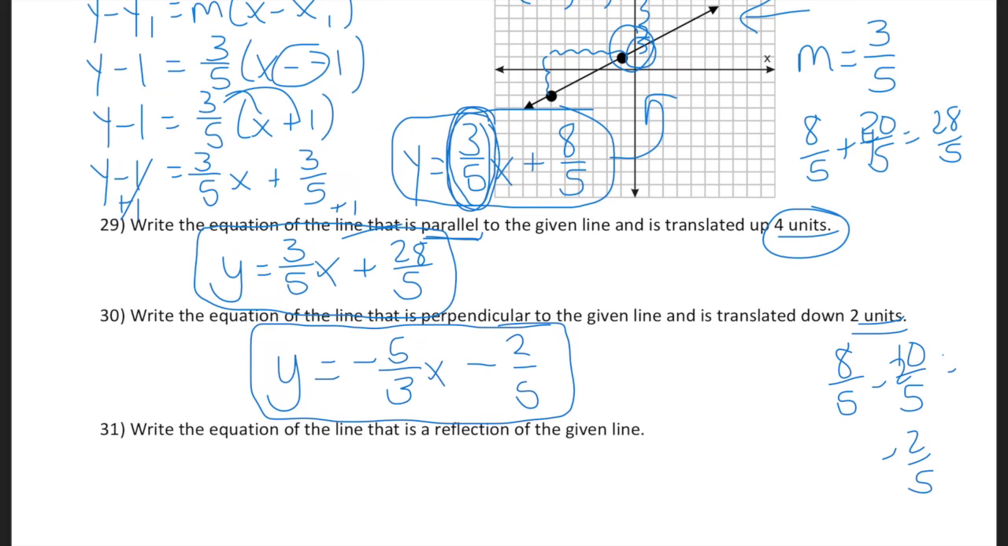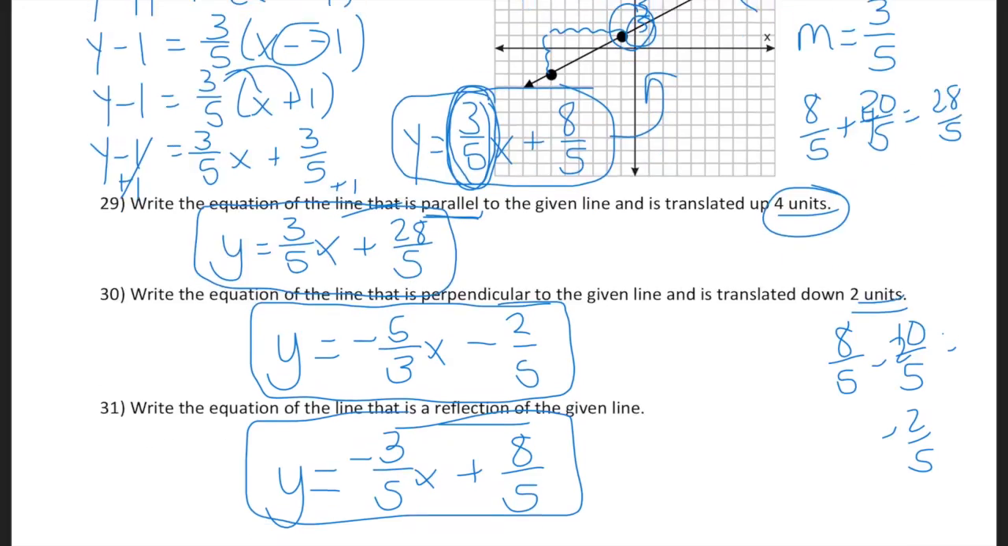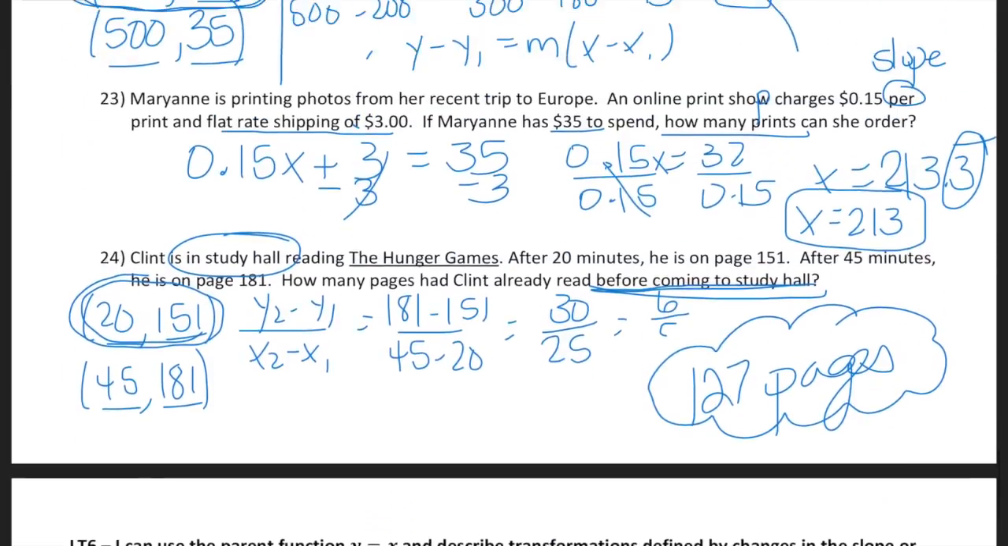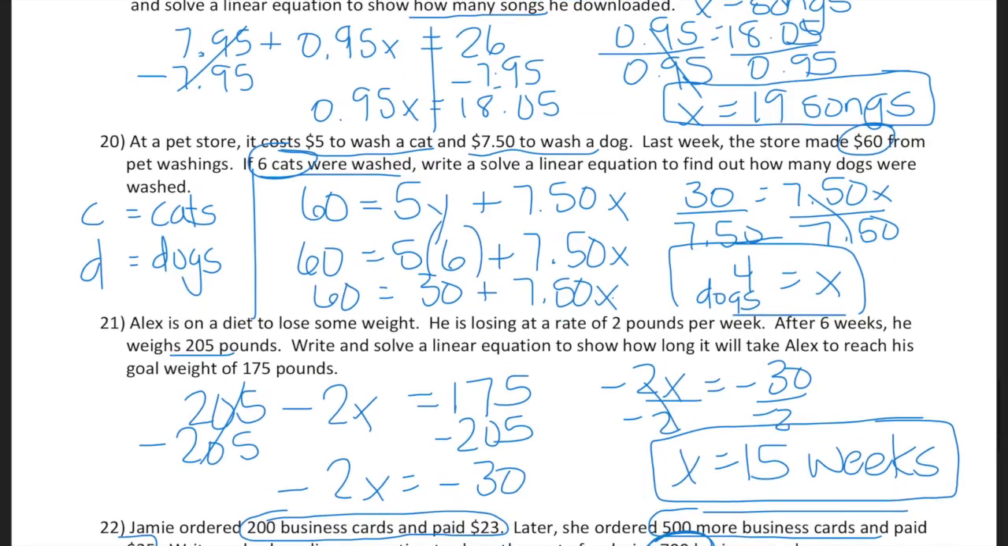And finally, write an equation of the line that is a reflection of the given line. I'm going to keep 3/5, but just make it the opposite. So negative 3/5, and I'm going to keep the 8/5 y-intercept. All right, guys, and there you go. I know that the hardest part of this one was the word problems. Please go into your notebook and find that page.